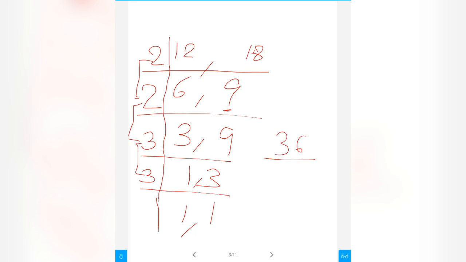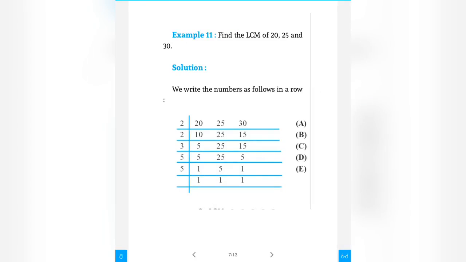Why? Because it comes in the table of 12 and 18 both. 12 3s are 36 and 18 2s are 36. So this is the LCM, lowest common multiple. So this is how we can do it. Let me come to the next example.